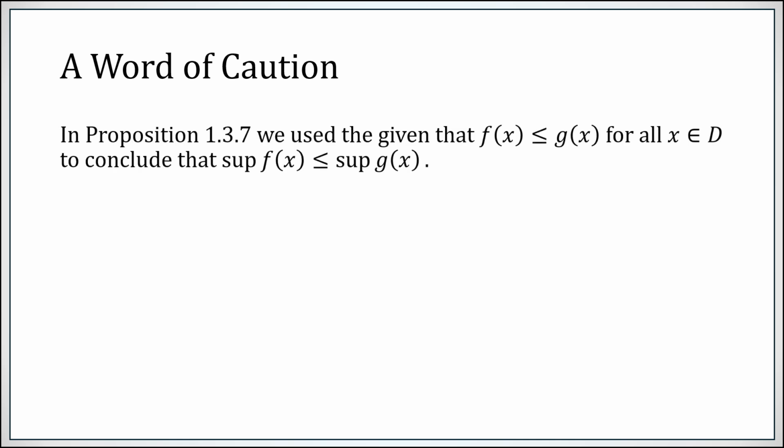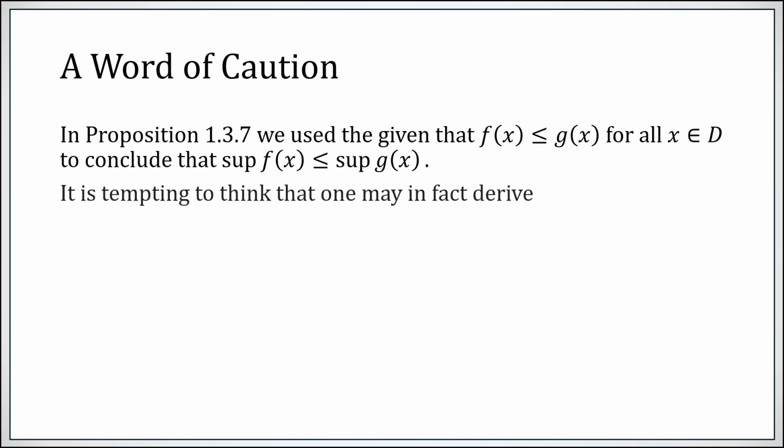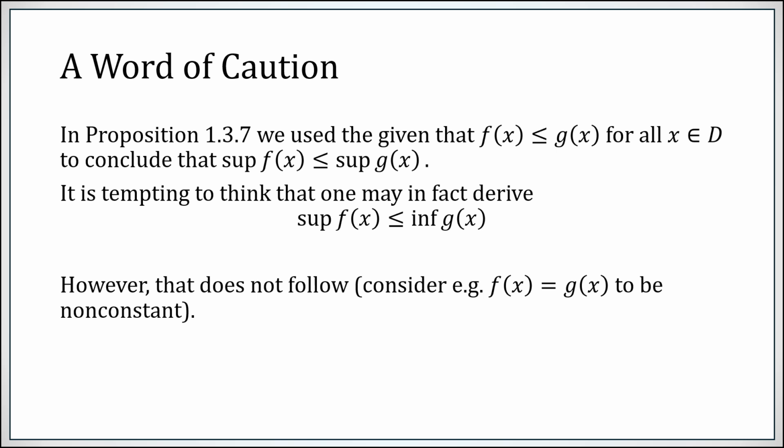Now, there is something to be careful about there. In that proposition, we used the given that f of x is less than or equal to g of x for all x in the domain to conclude that the sup of f is less than or equal to the sup of g. It's tempting to think that you can prove something like the sup of f is less than or equal to the inf of g, but that's really not going to happen. For example, if f and g are simply equal to each other, then this statement right here certainly holds because they're equal, but there's no reason that the sup would be less than or equal to the inf if these were the same function.